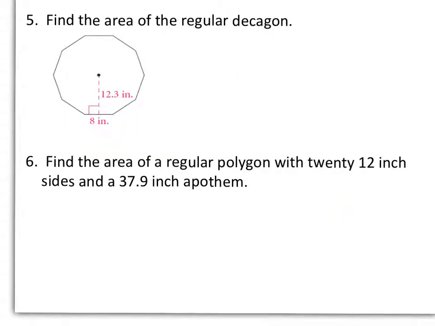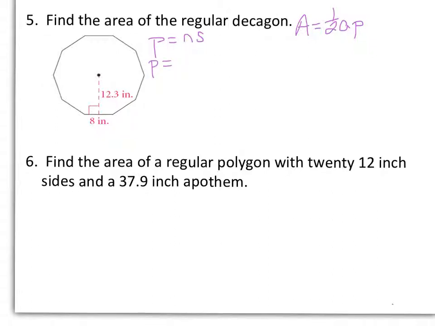In number 5, it says find the area of the regular decagon. Okay, so we're given two things. We are given that each side is 8 inches and the apothem is 12.3 inches. So remember our formula, A equals 1/2 apothem times perimeter. Let's first find our perimeter. So perimeter is just number of sides times each side.